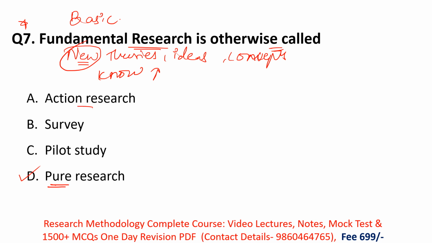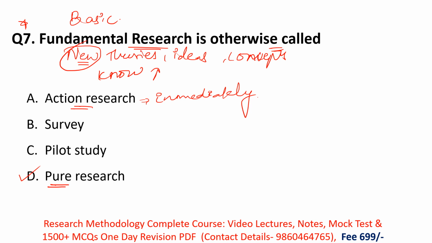So here option A is action research. Remember, in action research, we immediately solve a problem which is arising. Action research is a type of applied research. In action research, action means quick. We immediately solve a problem.